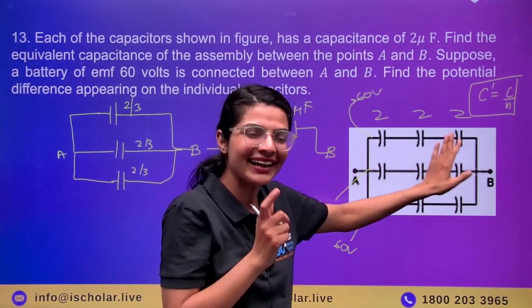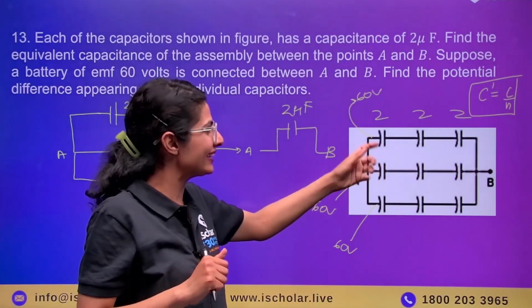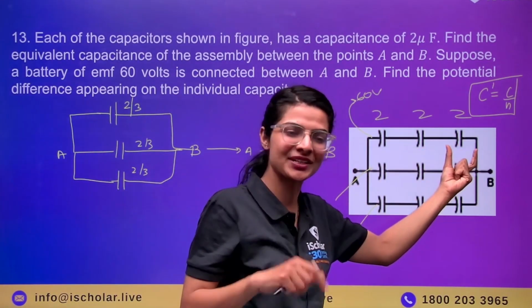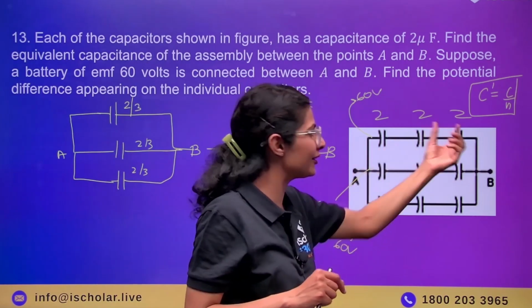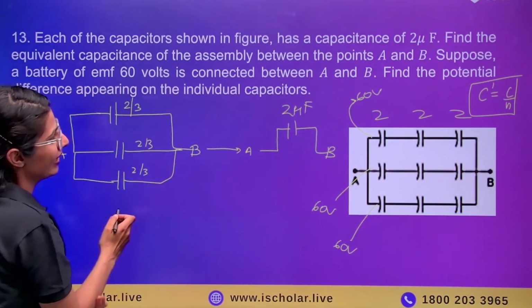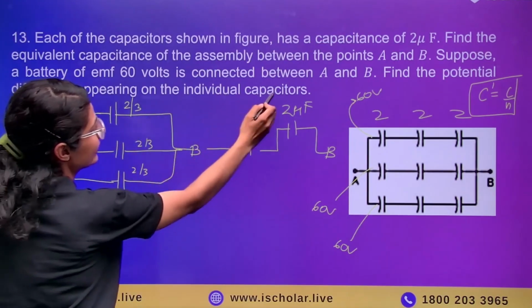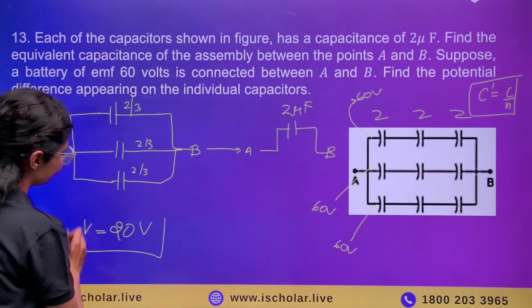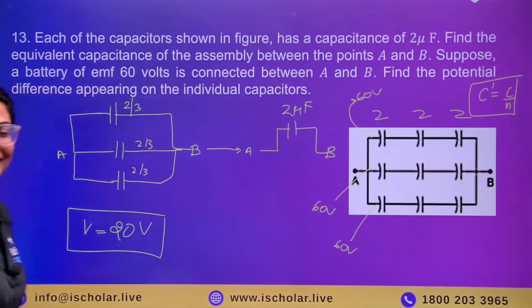Since they are all identical, can we say that this one will get 20, this one another 20, and this one another 20? So collectively 20, 20, 20. What was asked? This was the only question. So you can write it as the potential on the individual capacitor would be just 20 volts. I hope this is clear to you all.